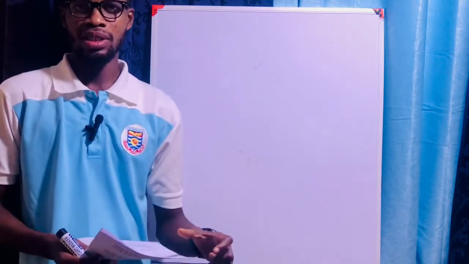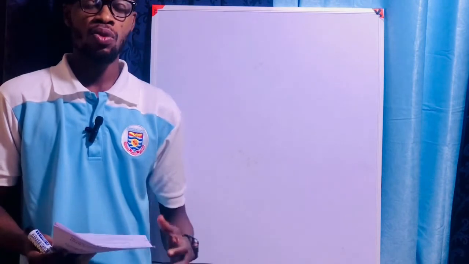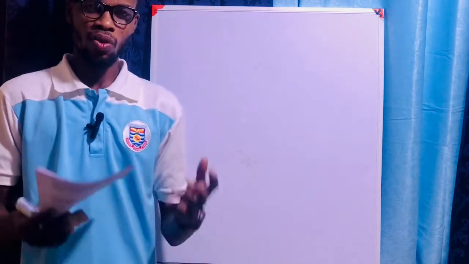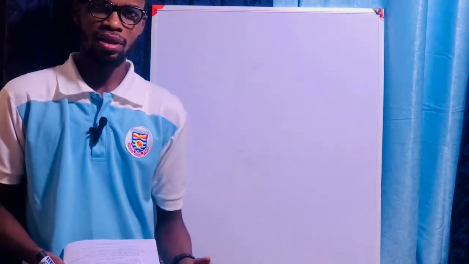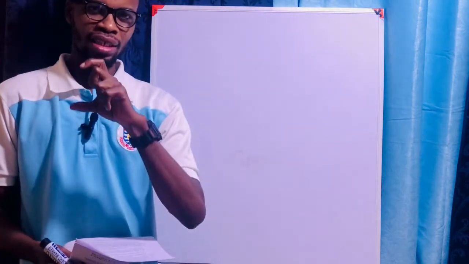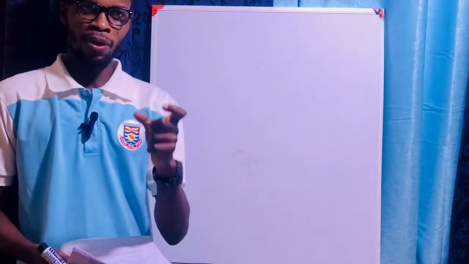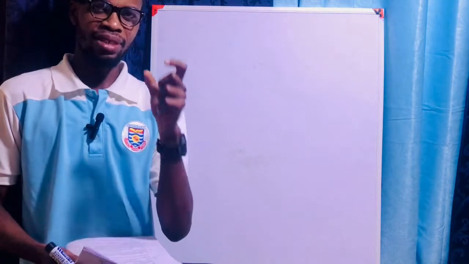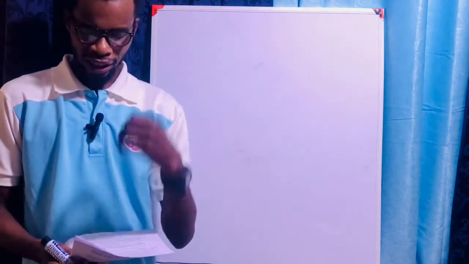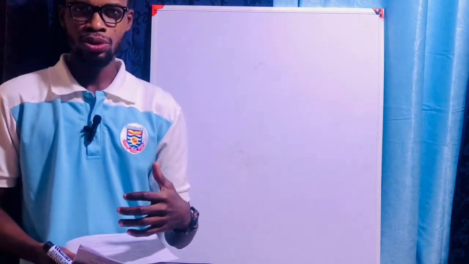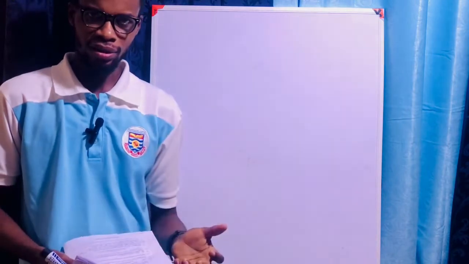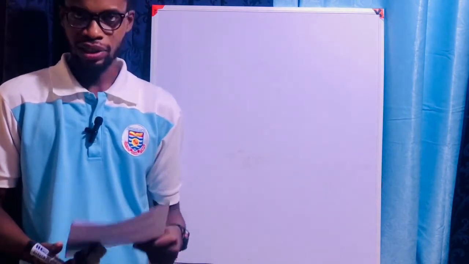When you are given a question like this, ask yourself, what has been given? What has been given in the question? Then you go and write the items or the numbers that have been given to you in the question that will guide you to come out with your answer.